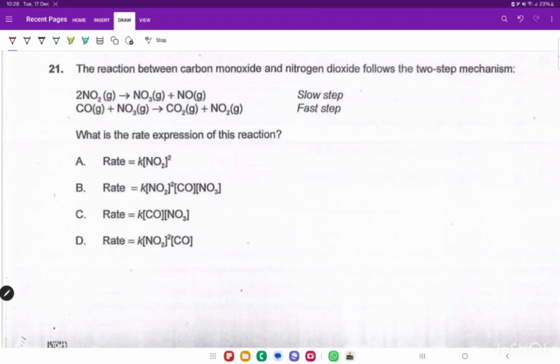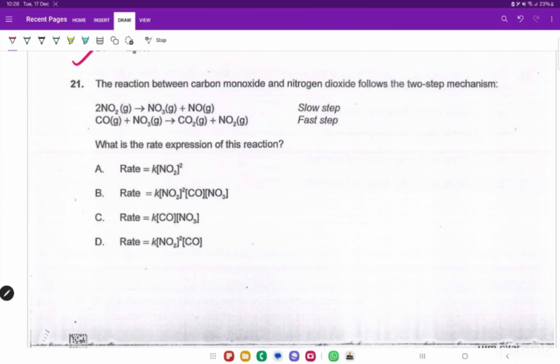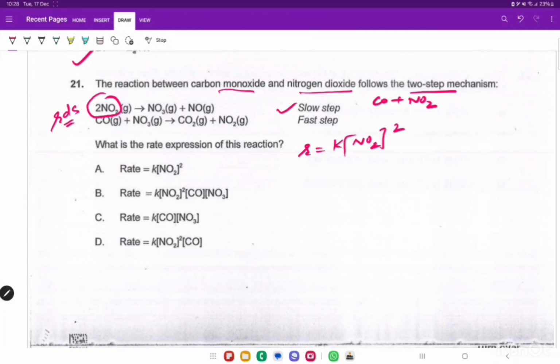Next, question 21. The reaction between carbon monoxide and nitrogen dioxide is given in a two-step mechanism. The reactants are NO2 and CO. Step number 1 is slow, and this is my RDS, the rate determining step, and in the RDS there are 2 moles of NO2. Therefore the rate expression is R equals K [NO2] squared. Order is 2, answer is A.